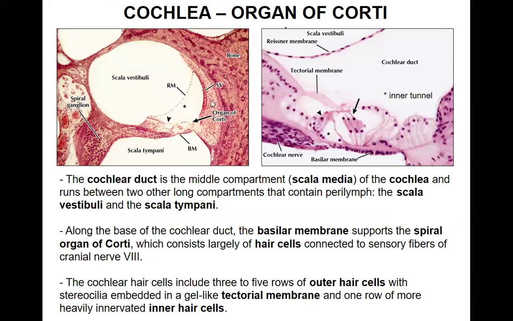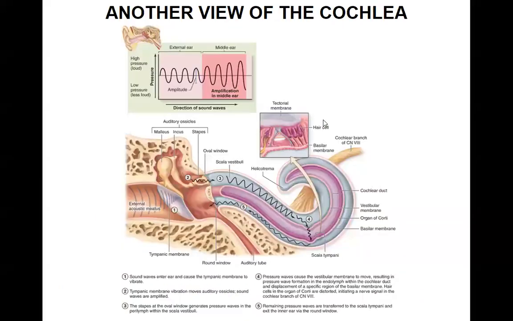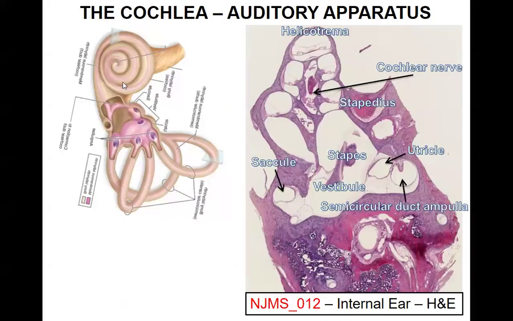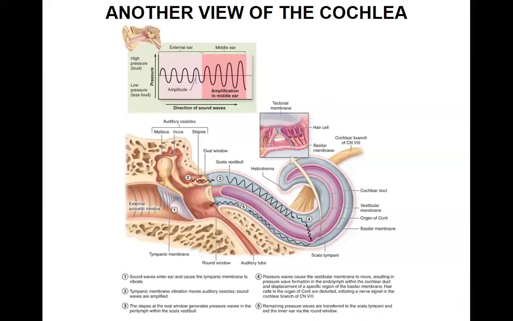And now these are from the textbook, and this is what I just told you. Try to envision that this entire membranous and bony labyrinth is like a spiral going upwards. And this is why what's present there, the organ of Corti, is also called the spiral organ of Corti.